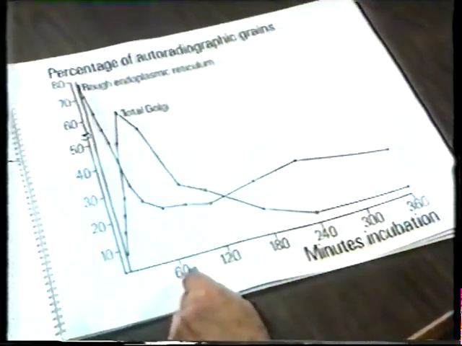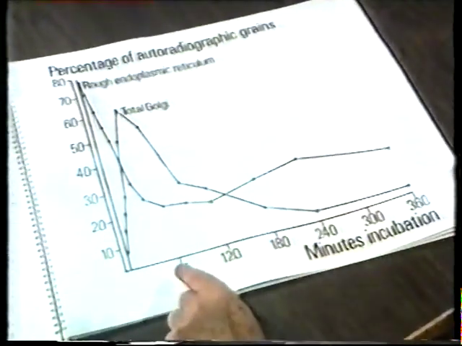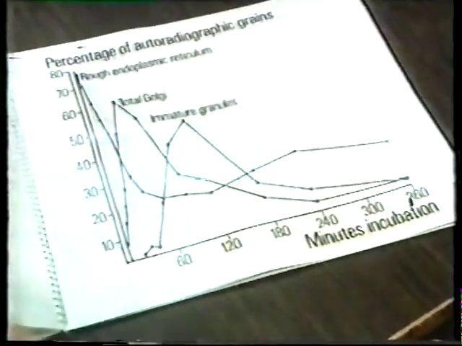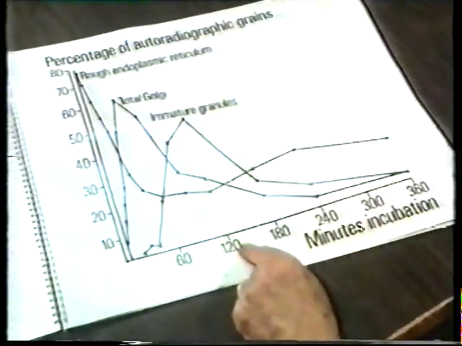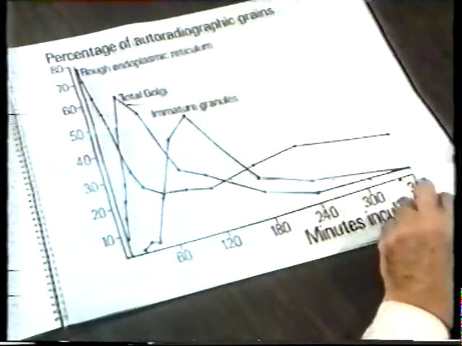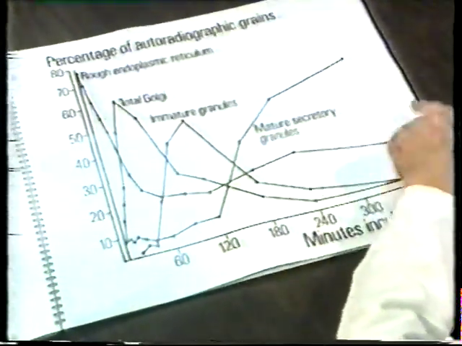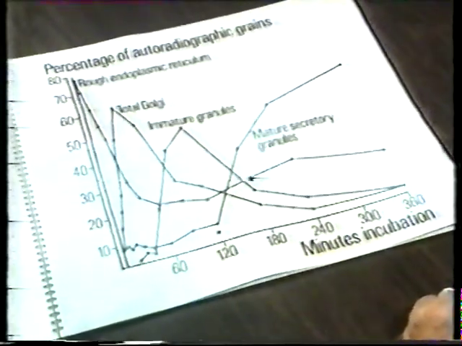At 60 minutes during the chase, they are over the Golgi complex. At 120 minutes, they are over immature secretory granules. And later on, they accumulate progressively in mature secretory granules.